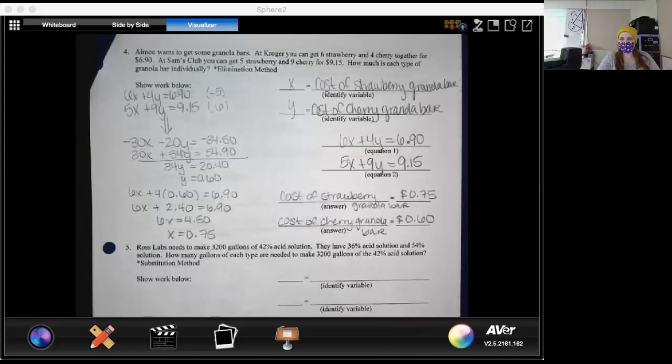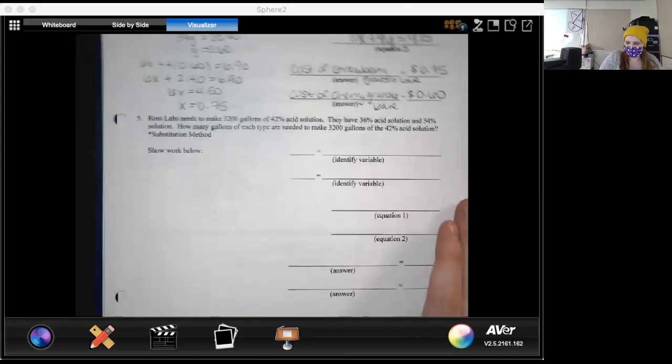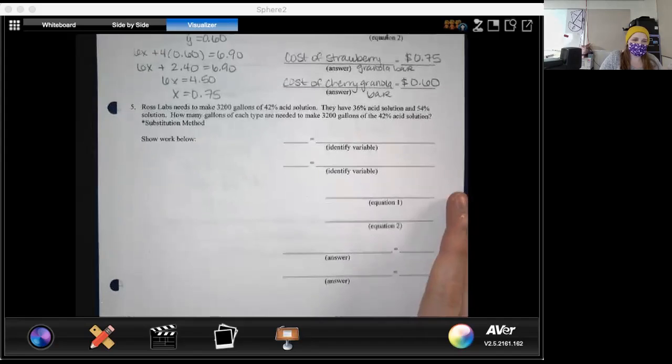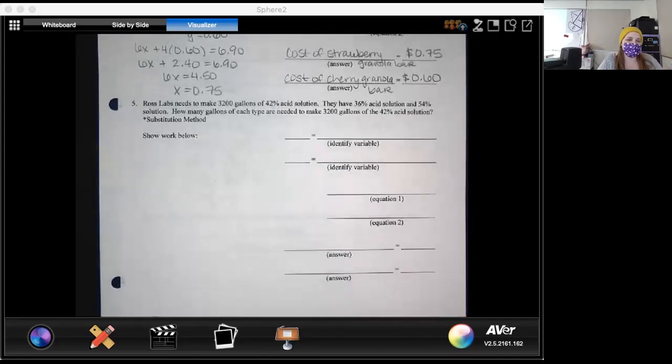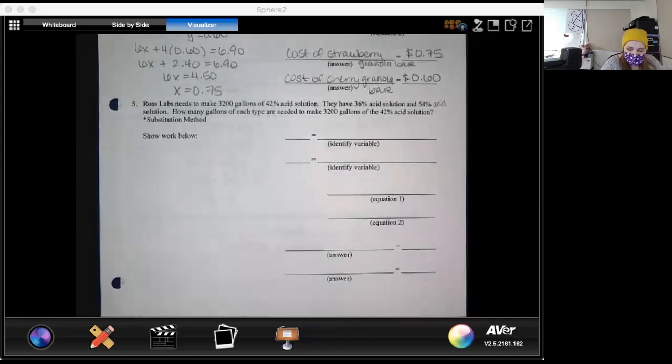Okay, let's try number 5. We got 5 and 6. We're doing good. All right, Ross Labs needs to make 3,200 gallons of a 42% acid solution. They have 36% acid solution and they have 54% acid solution. How many gallons of each type are needed to make 3,200 gallons of 42% acid solution?